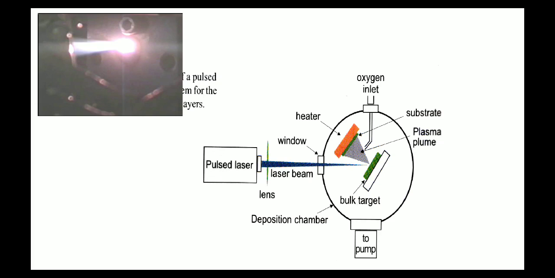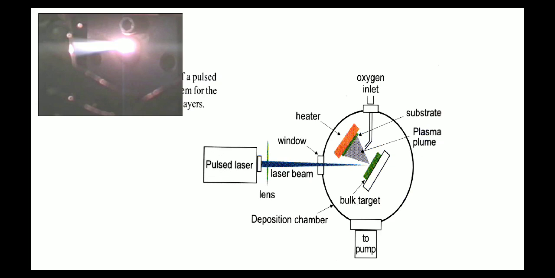So in this schematic figure, what you can see is a source of laser. A source of laser is available, you need it. Without the laser pulses we are not able to do the deposition. So we need a source of laser.